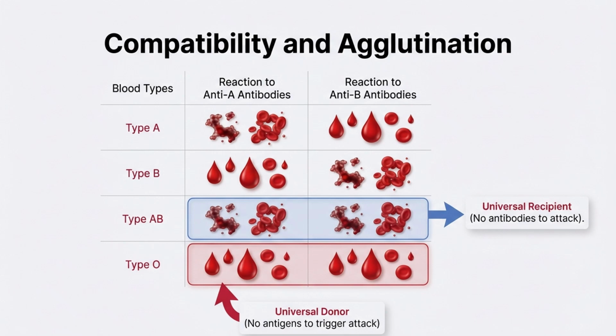So understanding these alleles is a matter of life and death in medicine due to the agglutination. So blood type O is known as the universal donor because it has no antigens to trigger an immune response, and conversely blood type AB is the universal recipient because these individuals have no antibodies to attack the incoming A or B antigens present in the blood group A and blood group B.